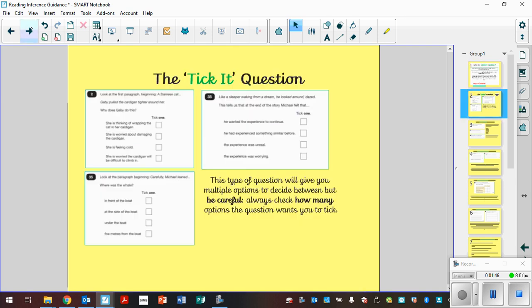So there's different types of questions that you could be asked, and they are written in different ways. And I'm just going to go through some of those examples before you're going to have a go at putting your inference skills to the test.